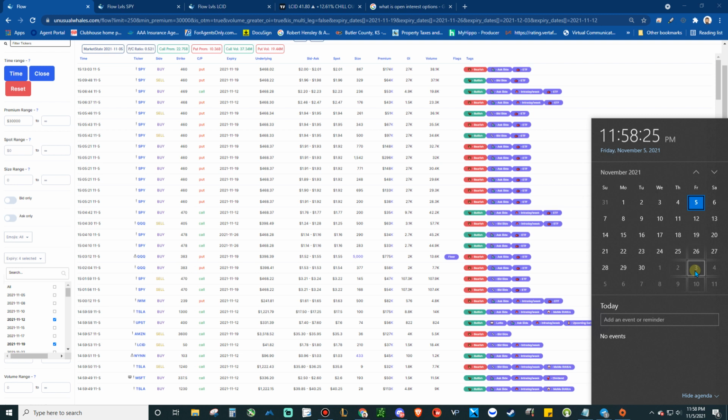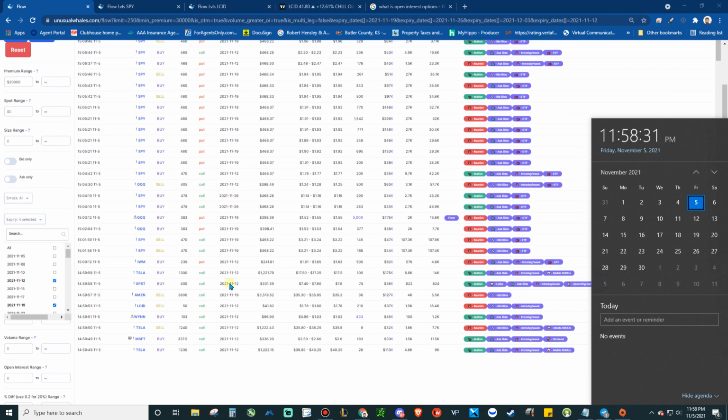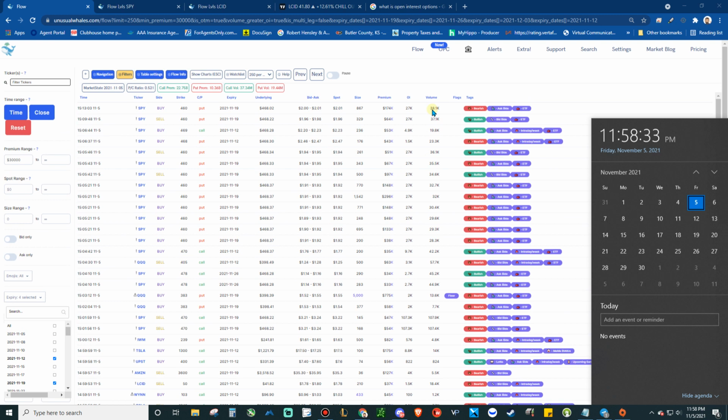Okay, so we're going to talk about a couple particular plays, but let me finish this scanner here. We want to see volume greater than open interest. What that means is they're updating the volume throughout the day. Once that volume exceeds the open interest, which is not updated throughout the day, it can show up here on the scanner, and that's what I want. I don't want to see trades that don't have a lot of volume, basically because it's too early. I think that's kind of my read on it.